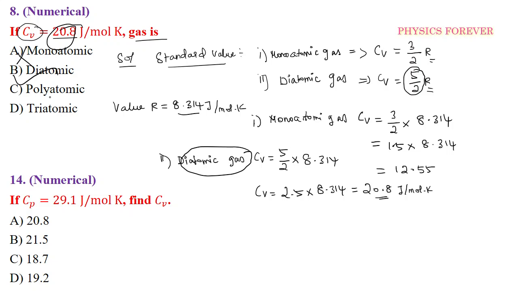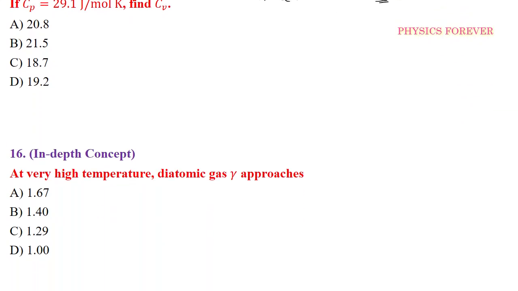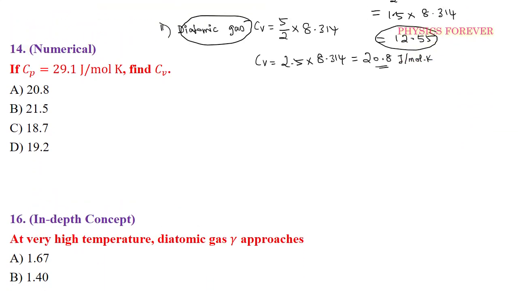Okay, so for monoatomic, Cv is equal to this value, 12.55. If they had given 12.55, the answer would be monoatomic. So we just have to remember those two cases, which are most important. Okay, so next one is also a numerical problem.